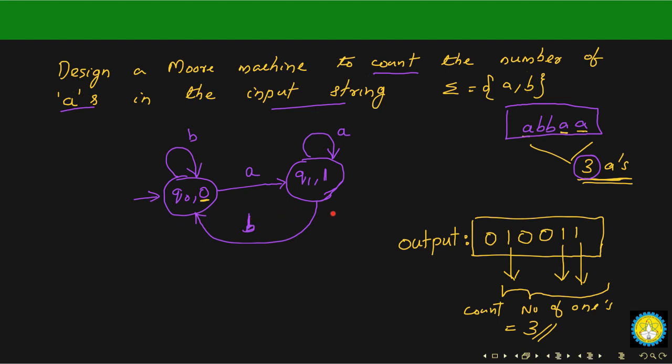Remember, all such problems demand some output. Based on these outputs, we can actually derive very interesting features. In our next video, we will have a look at the mathematical definition of a Moore machine, and then probably we'll look at a few more problems.